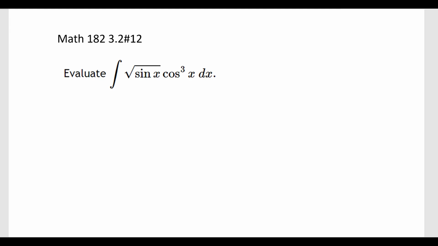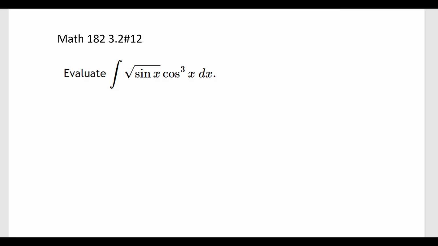Well, here's another problem. It's very similar to number 11 in 3.2, the one I also made that video. So you're going to see a lot of similarities here, but let's just go through it. So we have, again, an integral with the square root of sine x, cosine cubed x dx. The last one was the square root of cosine x with the sine cubed x.